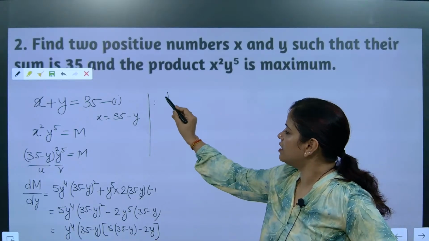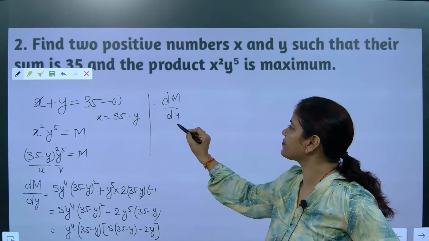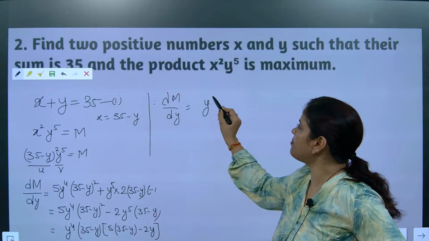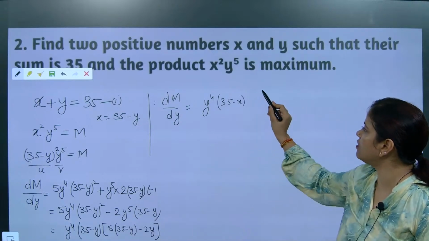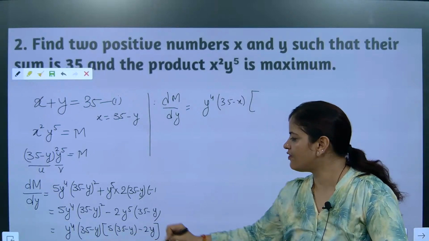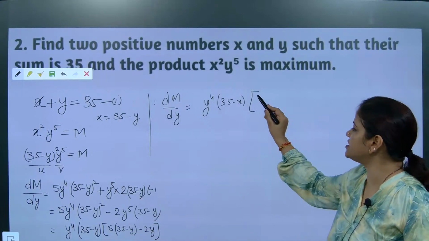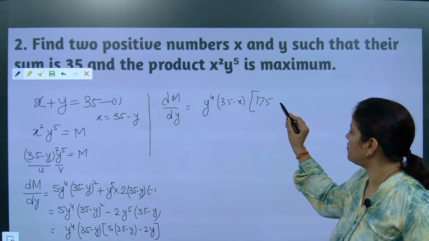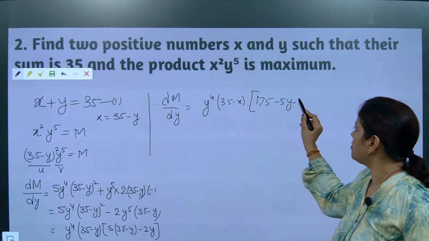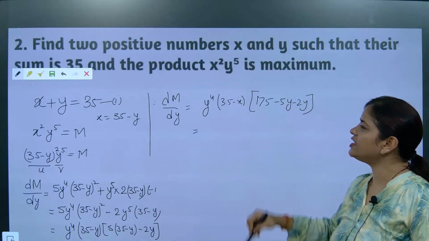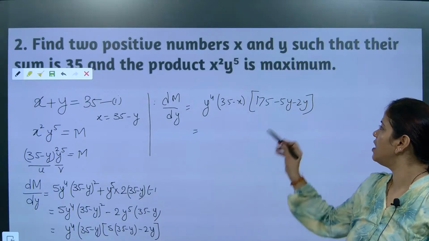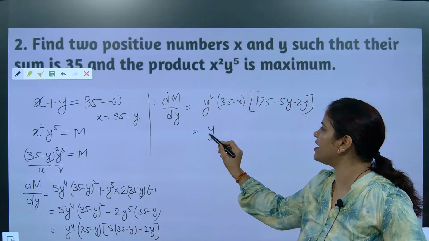So here dM by dy equals y to the power 4 into (35 minus y), and this part when you are solving, how much is it coming? 5 fives are 25, 5 sevens are 35, 175 minus 5y minus 2y. But it is coming in the 7 table. Did you check? 175 is coming in the 7 table. And here also it is coming 7. Can I take out 7?